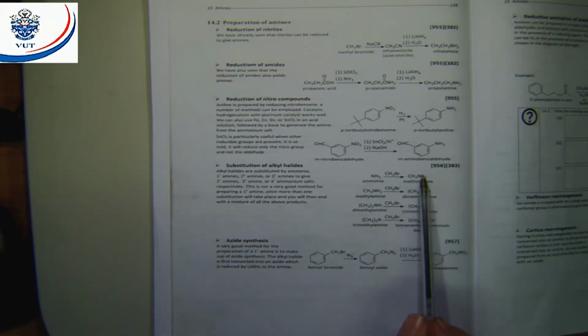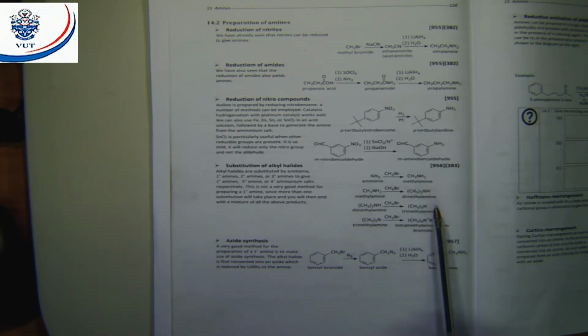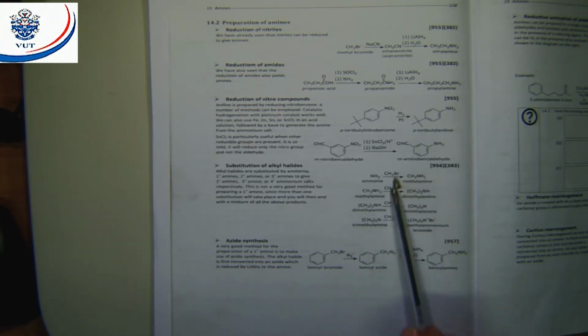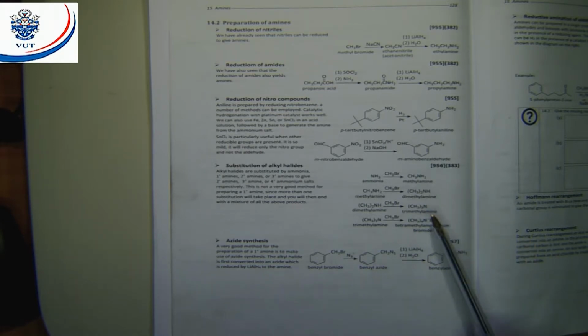So, in the mixture then, in the end, we have methylamine as product, we have dimethylamine as product, we have trimethylamine as product, and tetramethyl ammonium bromide as product. So in the mixture we are going to have lots of different things, and now it will be difficult for us to separate them again. That is why this method of preparation is not the preferred method to do the preparation of the amines. But we still take note of it.